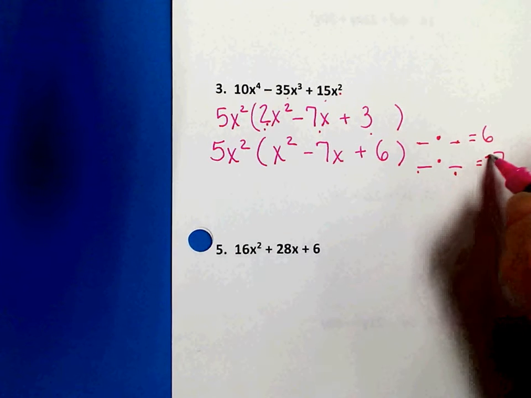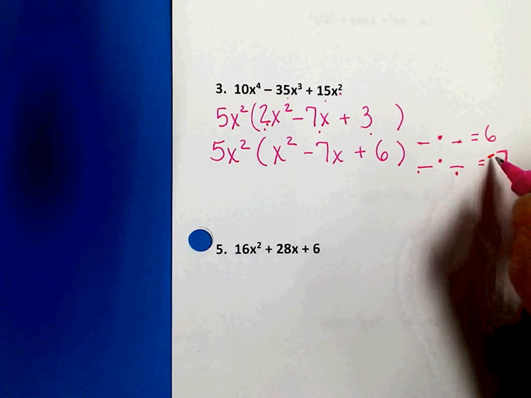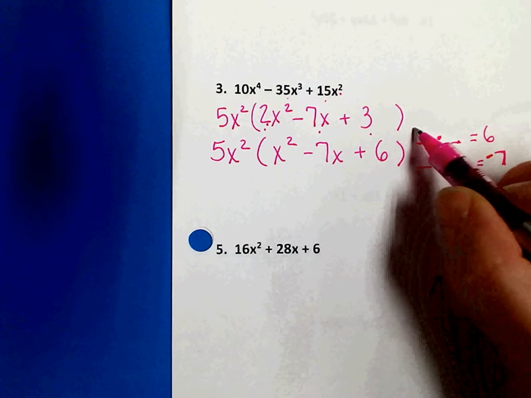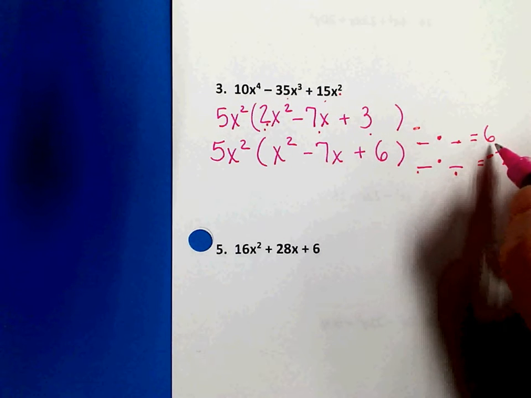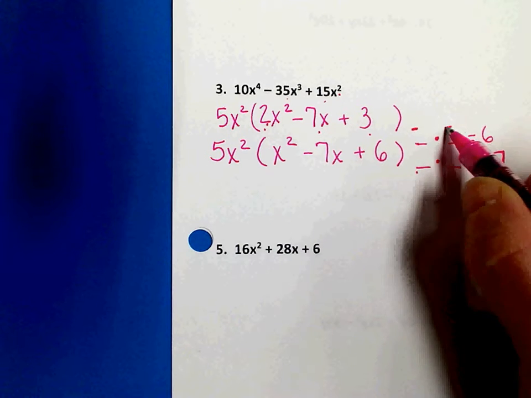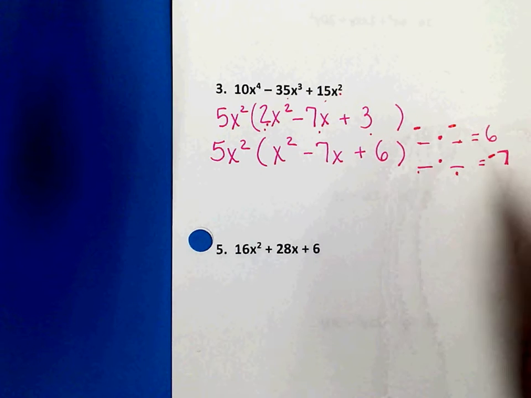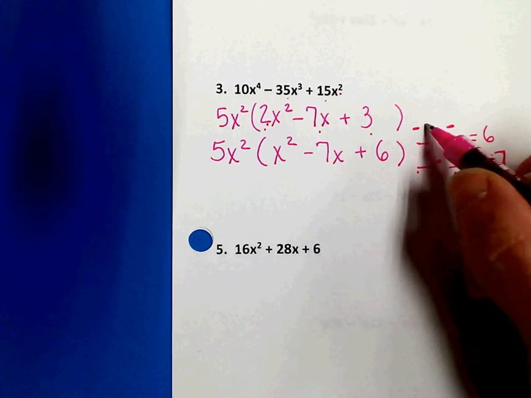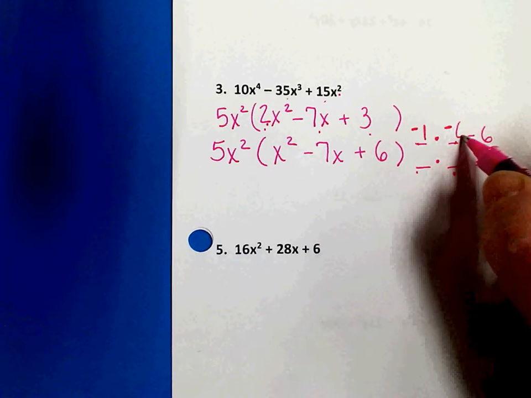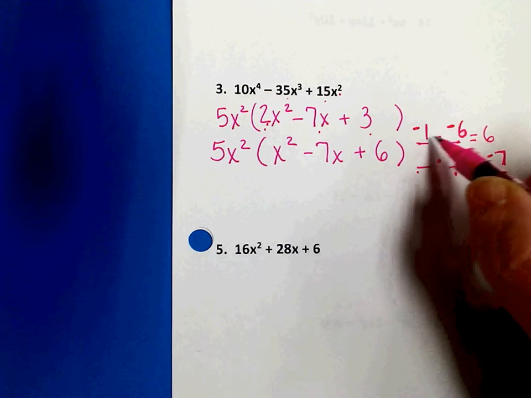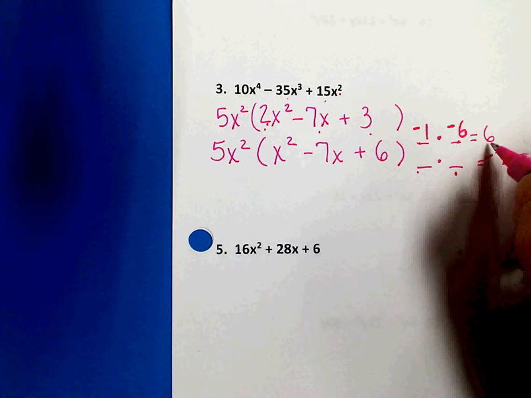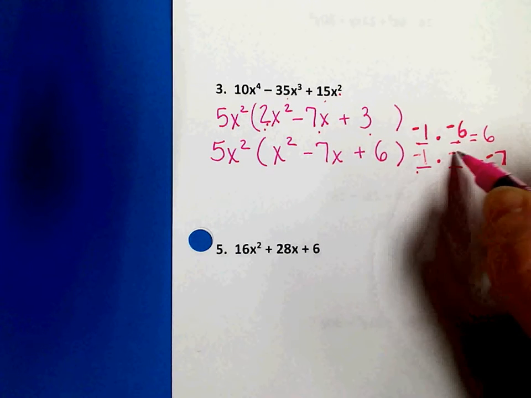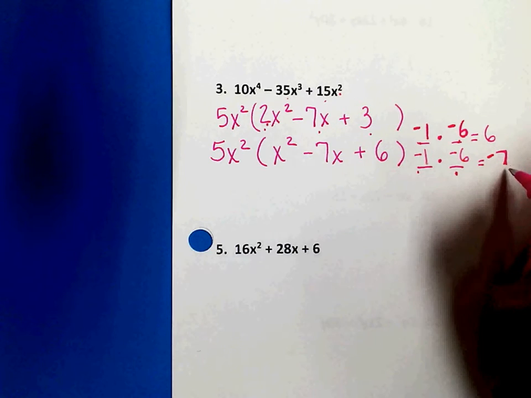Since the 7 that they need to add up to is negative, I know that whatever I use up here to multiply together to make a positive 6 is going to have to be a negative times a negative. And in order to get them to add up to 7, my only choice is 1 and 6. Negative 1 times negative 6 is positive 6. Negative 1 plus negative 6 is negative 7.